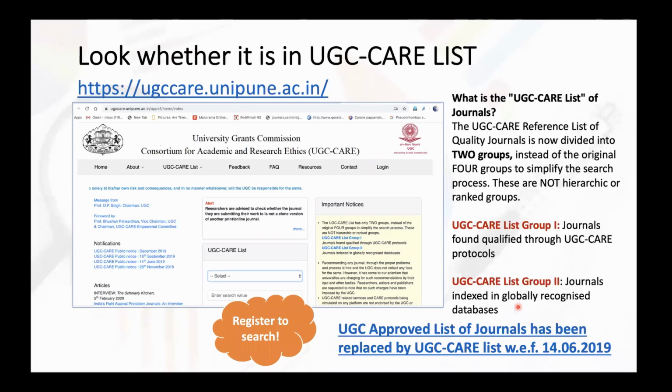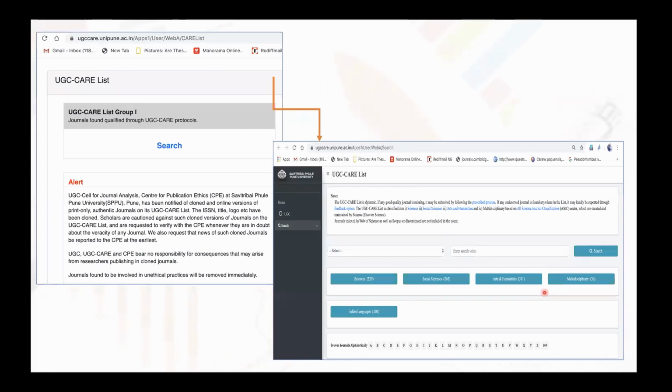So there are two groups. Group 2 is very simple. Let us discuss group 1. For example, our Journal of Aquatic Biology and Fisheries is in group 1. That means these are journals which are not in Scopus or Web of Science, but they qualify the quality checks maintained or referred to by the UGC. Then the UGC expert committee or selection committee will select the journals and put them in this list.